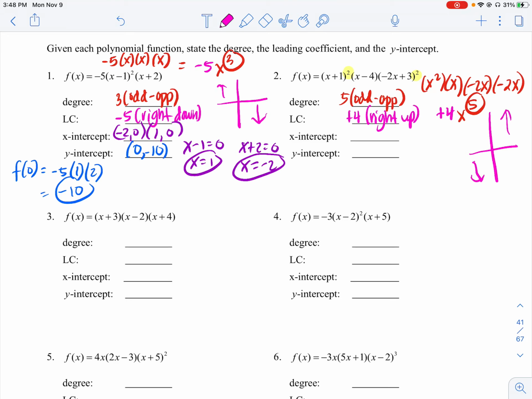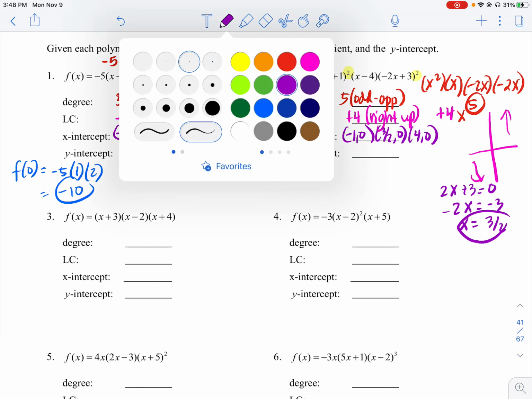For my x-intercept, I have negative 1, oops, wrong color, negative 1 comma 0. That makes sense? And then 3 over 2 comma 0. And then lastly, I have 4 comma 0. I got the 3 over 2 from making this equal to 0. And I'm hoping that you guys already know that. Oops, 0. 2x equals negative 3, x is equal to 3 over 2. Okay?